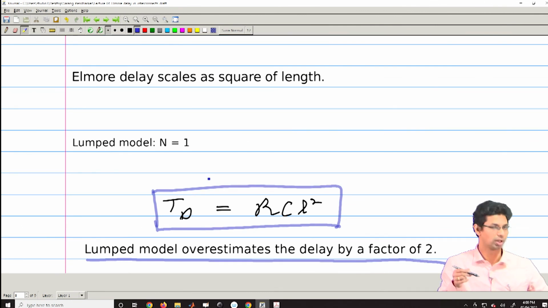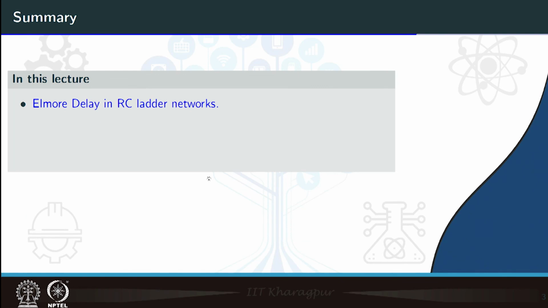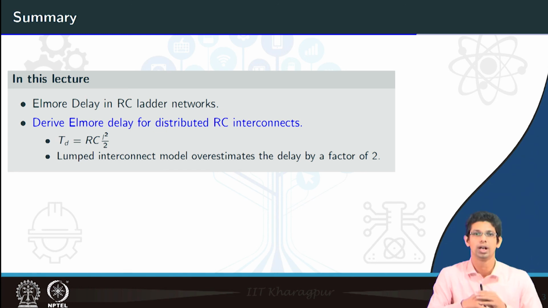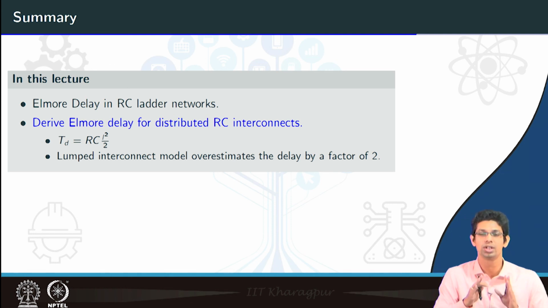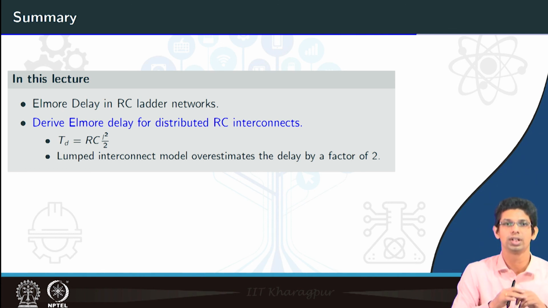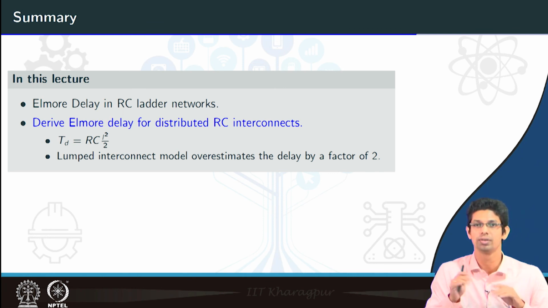Let me summarize what we have seen today. In today's lecture we saw the Elmore delay for RC ladder networks. We generalized it to n stages, and from that we applied the limit n tending to infinity to get the Elmore delay for distributed RC interconnect. Here we saw that the lumped model was overestimating the delay by a factor of 2.